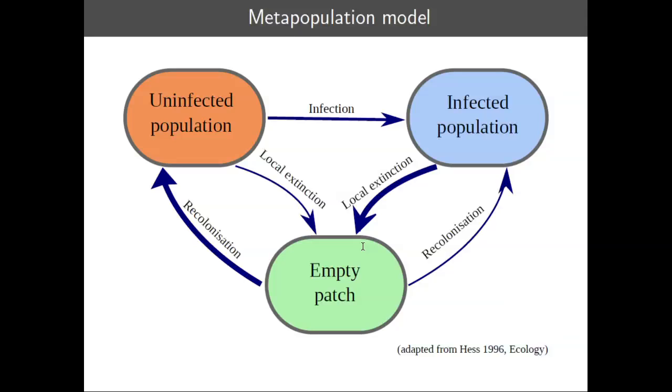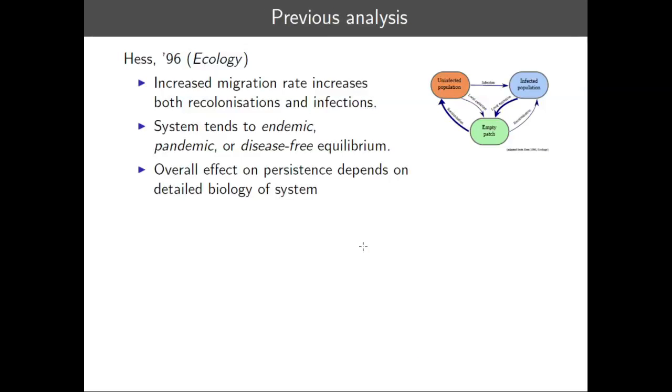So if you become infected, then the extinction rate of your population may be higher, and you're less good at recolonizing empty patches. George Hess developed this model as a conservation biologist to investigate the role of migration rate. He assumed migration rate increases both the recolonization rate and the infection rate. So there's a conflict there. And he showed that the system can tend to different types of equilibrium depending on the magnitude of the migration rate. It could tend to an equilibrium where you have infected and uninfected patch types coexisting, or all infected, or if there's a low migration rate, then the infection may not be able to establish.